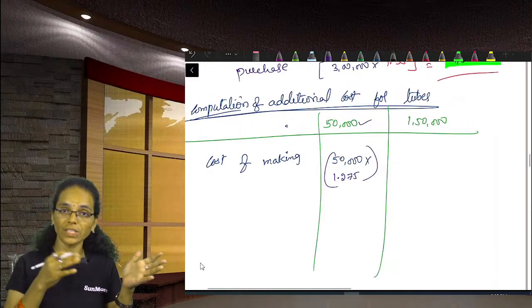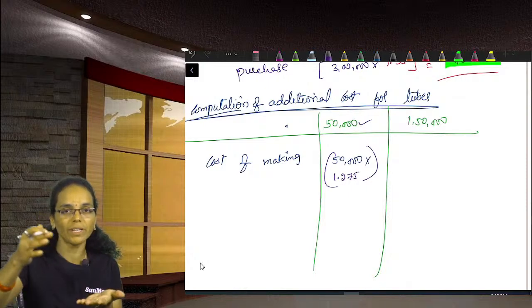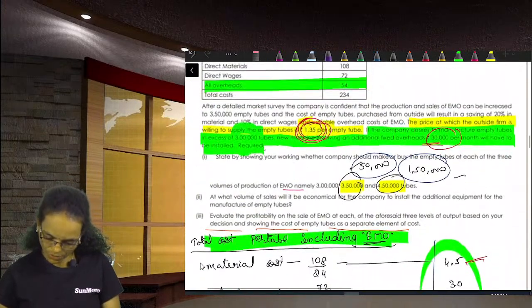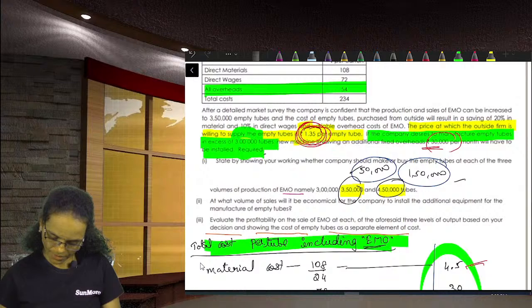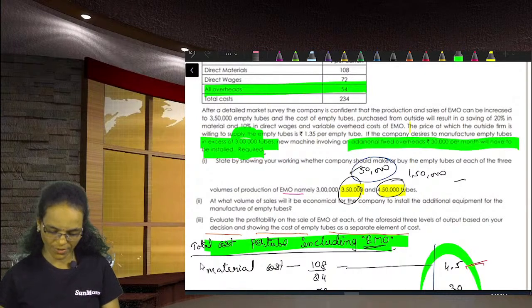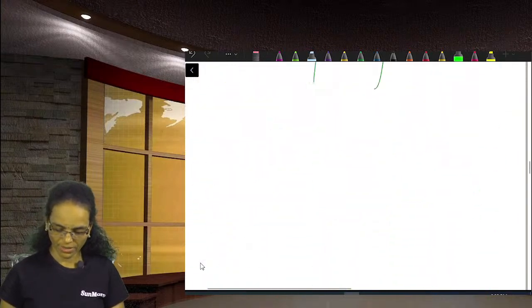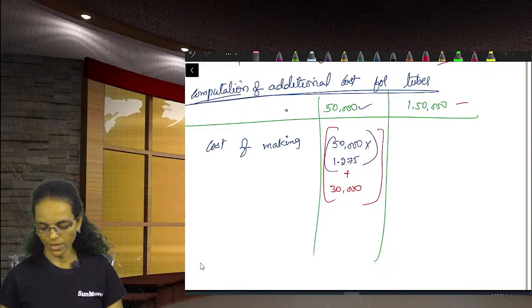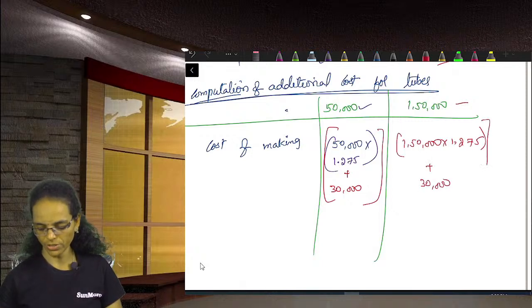This is the cost, but we have the capacity only up to 3 lakhs units. When we are exceeding 3 lakhs units, there is a requirement to go for enhancement of our machinery. For that, there is an additional expenditure of 30,000 rupees. See, I will show you once again. See this one, this 30,000 rupees. An additional fixed overhead of 30,000 rupees per month will have to be incurred. So again 30,000 rupees you add all together in one go. Here 1,50,000 into 1.275 plus 30,000 additional expenditure.